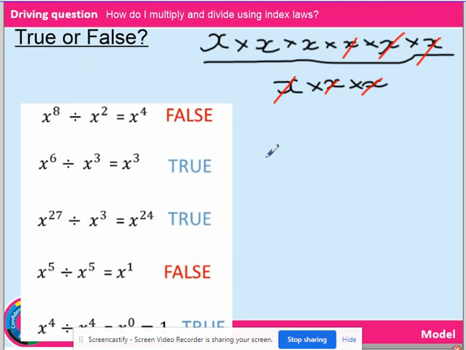The rule is x to the power of a divided by x to the power of b equals x to the power of a minus b. So you can see on the ones that are true, we're subtracting the powers. 6 minus 3 is 3, 27 take away 3 is 24, and 4 take away 4 is 0.